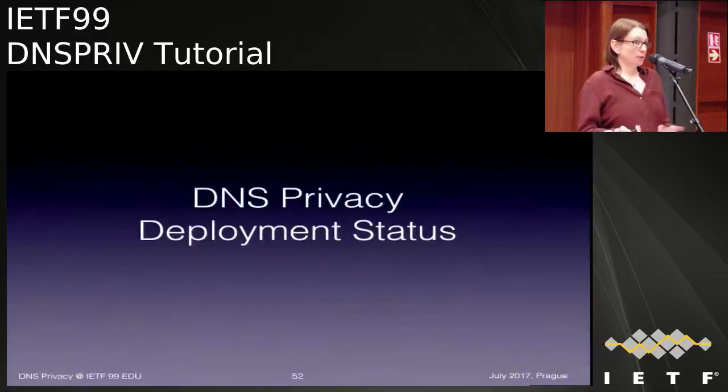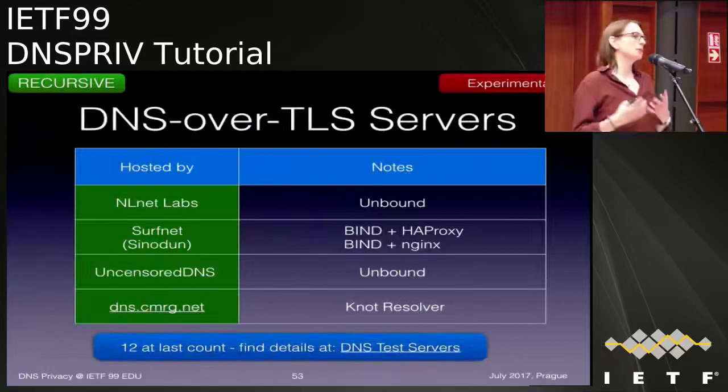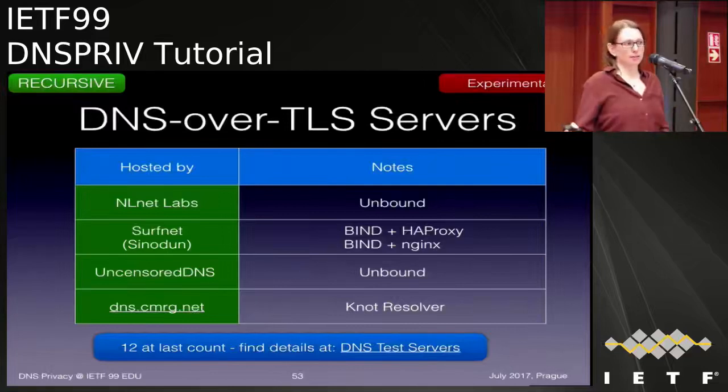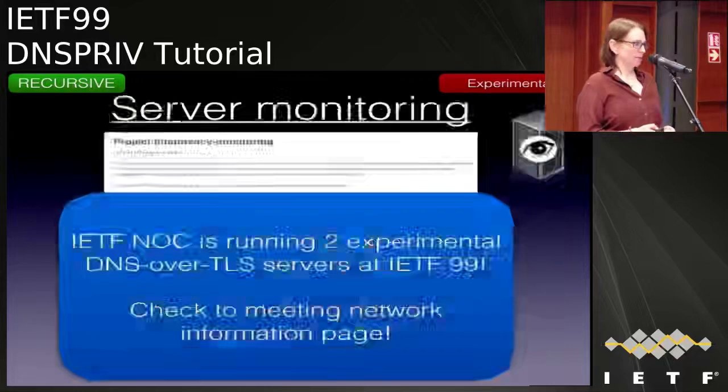To move on to where deployment is, we have today experimental servers that are available. We don't have any large-scale deployments. I am aware of 2 or 3 organizations who are planning to do that in the next year or so, so it's on the way. But at the moment, we have a set of 12 experimental servers that use a mix of software. The information about all these servers can be found on the dnsprivacy.org website.